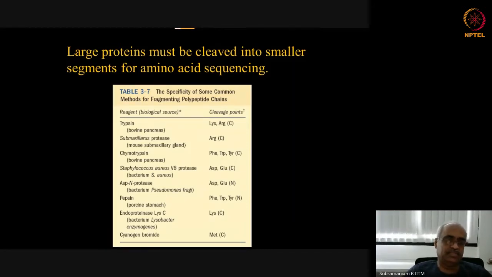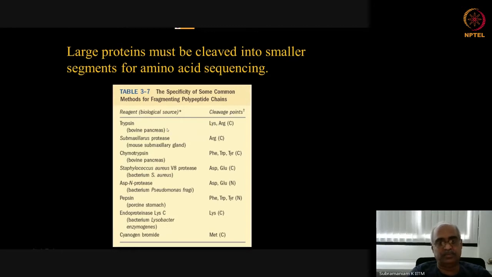So to address this, what is normally done is that the polypeptide chain is cleaved or broken into smaller oligopeptides. And that is usually done using proteases. A few examples are listed here. And this one is not a protease, it is cyanogen bromide. This also helps in cleaving. Each one of these reagents is specific to the cleavage point.